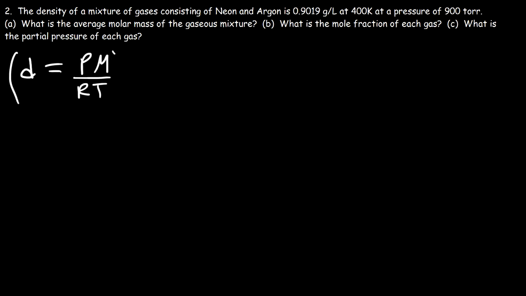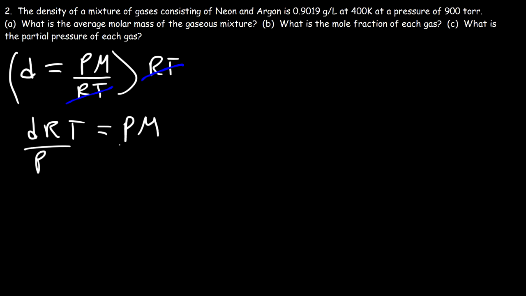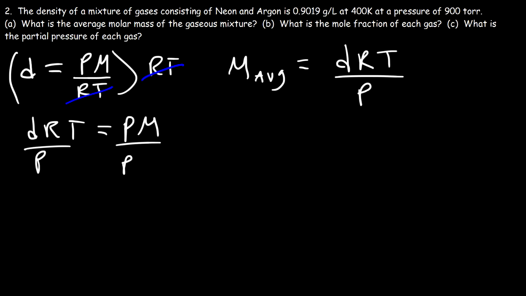Let's multiply both sides by RT. So D times RT, that's simply going to be DRT, and that's going to be on the left. And on the right side, these two will cancel, leaving behind PM. So all we got to do is divide both sides by P. So the average molar mass is going to be equal to the average density times R times T divided by the total pressure.